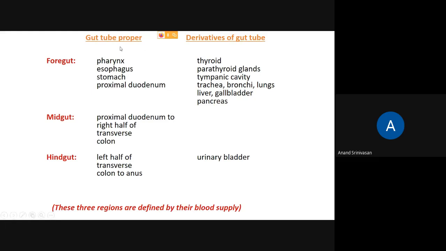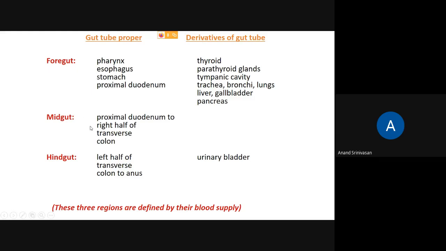Now, there are certain other structures which are developed from the foregut: the thyroid and parathyroid, the tympanic cavity, that is the middle ear, the trachea, bronchi, and lungs, liver, gallbladder, and pancreas. The thyroid and parathyroid we will see in the endocrine gland module, the tympanic cavity of the middle ear we will see in the neurological module, and trachea, bronchi, and lungs we have already seen in the respiratory module. So liver, gallbladder, and pancreas will be dealt with in today's session. These are the accessory GI structures which develop from the foregut.